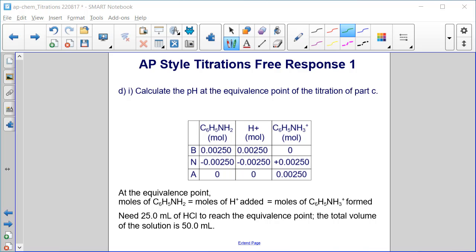And in order to reach the equivalence point, we need 25 milliliters of HCl. And the total volume of the solution is 50 milliliters. So let's just think a little bit about where we got to that. So the equivalence point happens when the moles of acid, which is the concentration times the volume, equals the moles of base.